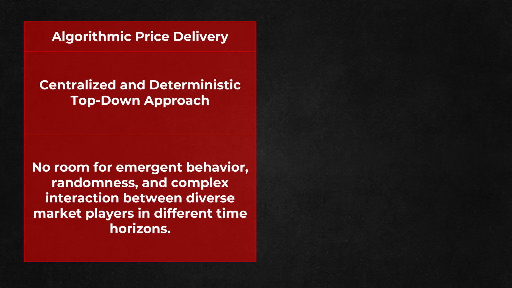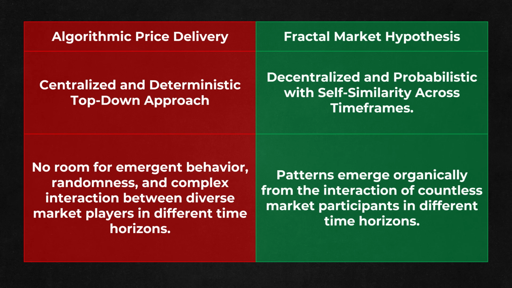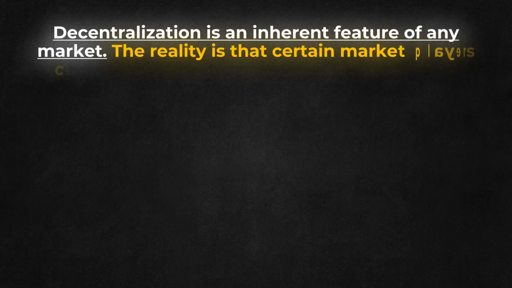The fractal market hypothesis: accepting that price is fractal acknowledges that market behavior is self-similar across different timeframes, characterized by patterns that emerge organically from the interaction of countless market participants. This view aligns with chaos theory and the idea that price formation arises from decentralized, complex systems where no single entity can assume full control. Decentralization is an inherent feature of any market.